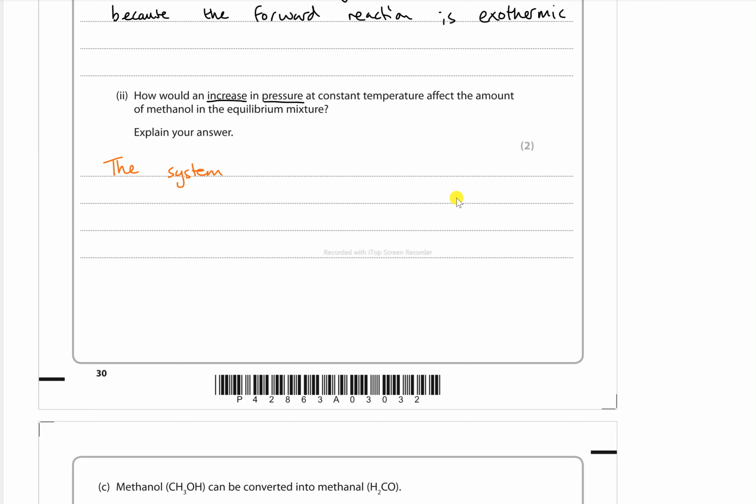The system will go to the low pressure side. Why? Because, so it's a 2 marker, so because there are fewer moles. We'll just stick to moles. There are fewer moles. You just say put it on the right hand side. Right hand side. There you go. That's it. Done.